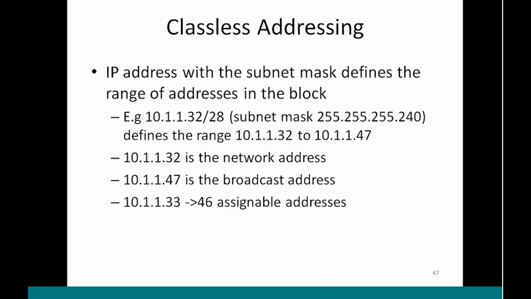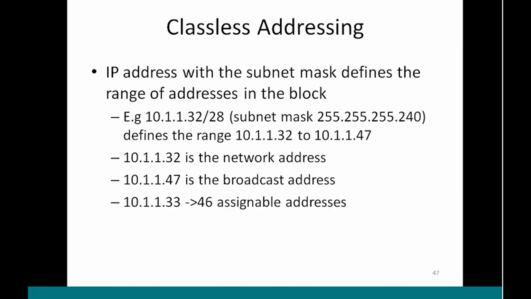Let's look at classless addressing. An IP address with the subnet mask defines the range of addresses in the block. Essentially, once you have these subnet masks, the 10.1.1.32/28 defines the range from 10.1.1.32 to 10.1.1.47 with the above subnet mask.